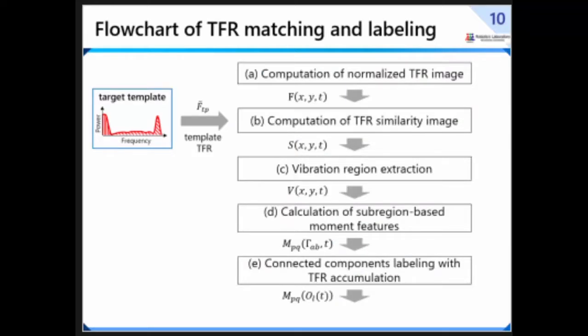This is a flowchart of pixel-level TFR matching and labeling. After image acquisition, we compute the STFT image and normalization for all the pixels. Then we use TFR matching with a prepared template TFR. And then we calculate sub-region-based moment features for the vibration region. Finally, we compute connected components labeling with TFR accumulation. After that, we can track multiple honeybees with this method.